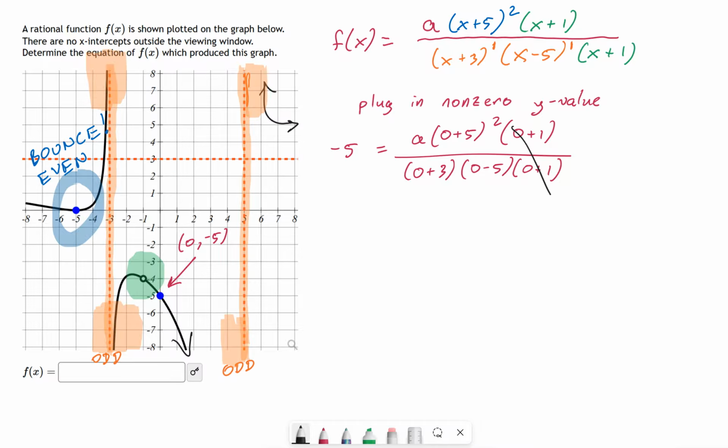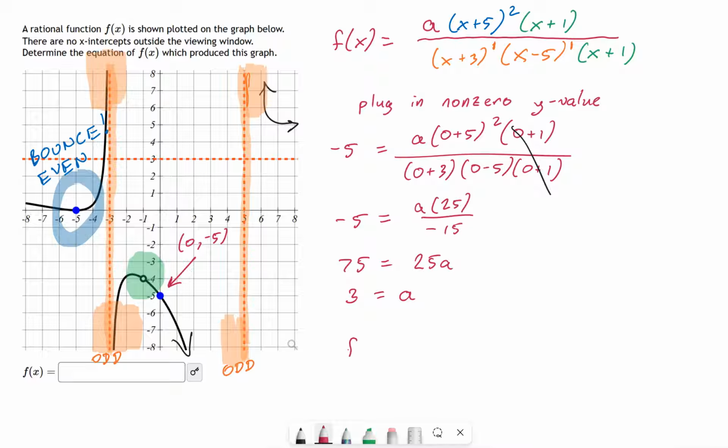Great. Well, the 0 plus 1s cancel out. I don't care about those. So my partially simplified form is this. -5 equals a times 25 divided by -15. So I multiply both sides, and I get 75 equals 25a, which means a equals 3.